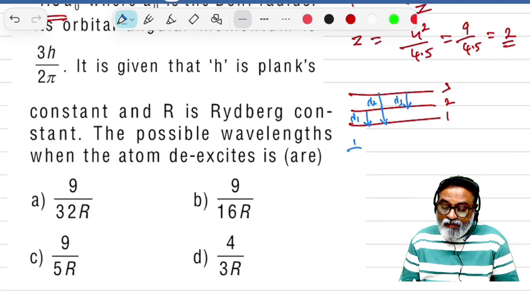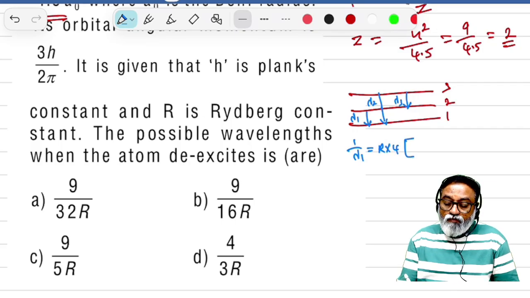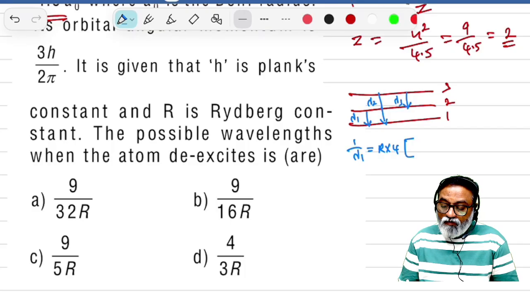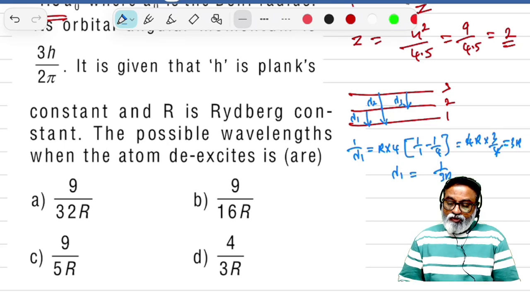Here I am taking 1 by lambda 1 is equal to R Z square. Z is equal to 2 means 4. Therefore, the transition is 2 to 1, so the final value is 1. Therefore, 1 by 1 minus 1 by 4. This becomes 4R into 3 by 4. The 4 gets cancelled, that is 3R. Therefore, lambda 1 is equal to 1 by 3R. But there is no such option.